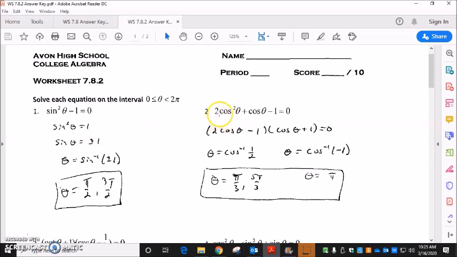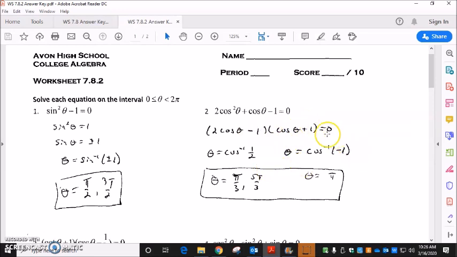Number 2, again, already set up as a quadratic, so you just need to factor it. Make sure you factor correctly. Make sure you've got a minus 1 here and a plus 1 here. If you don't know why, try to FOIL this out, and you'll see that you'll get a plus 1 cosine in the middle, whereas if you switch these, you'll get a minus. So you've got to make sure that's correct.